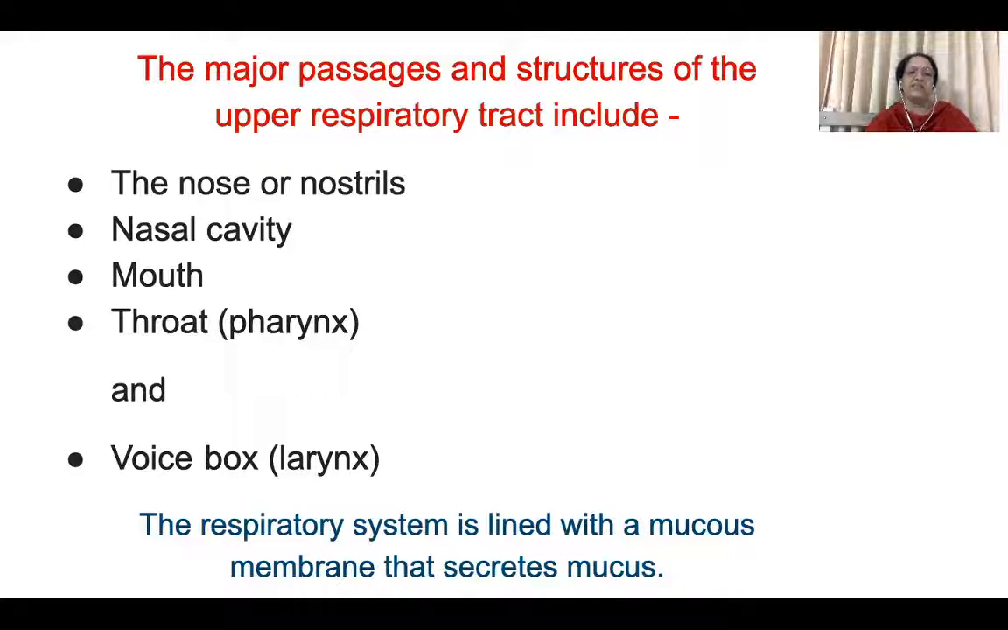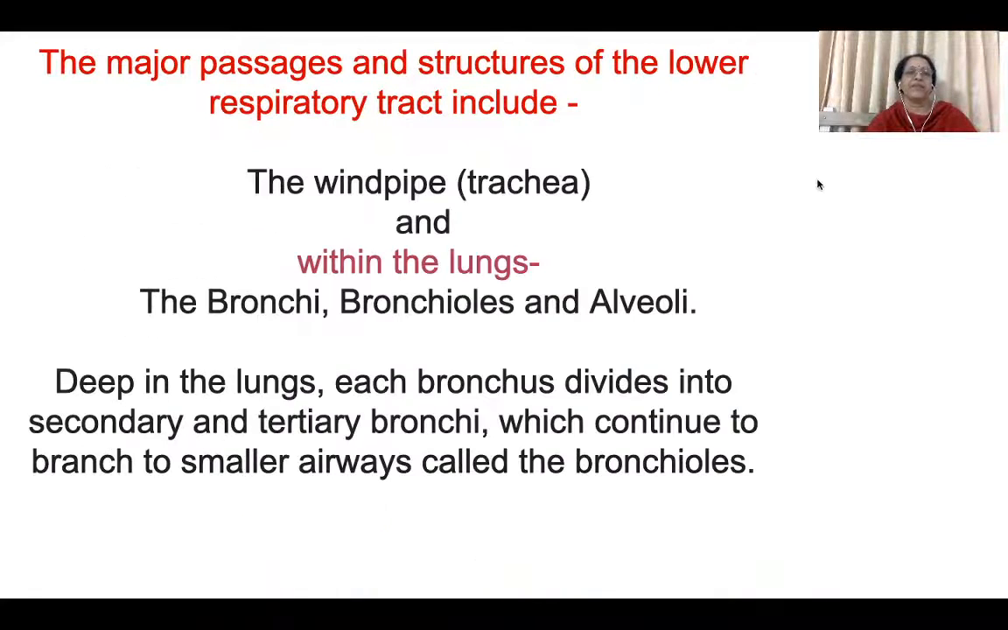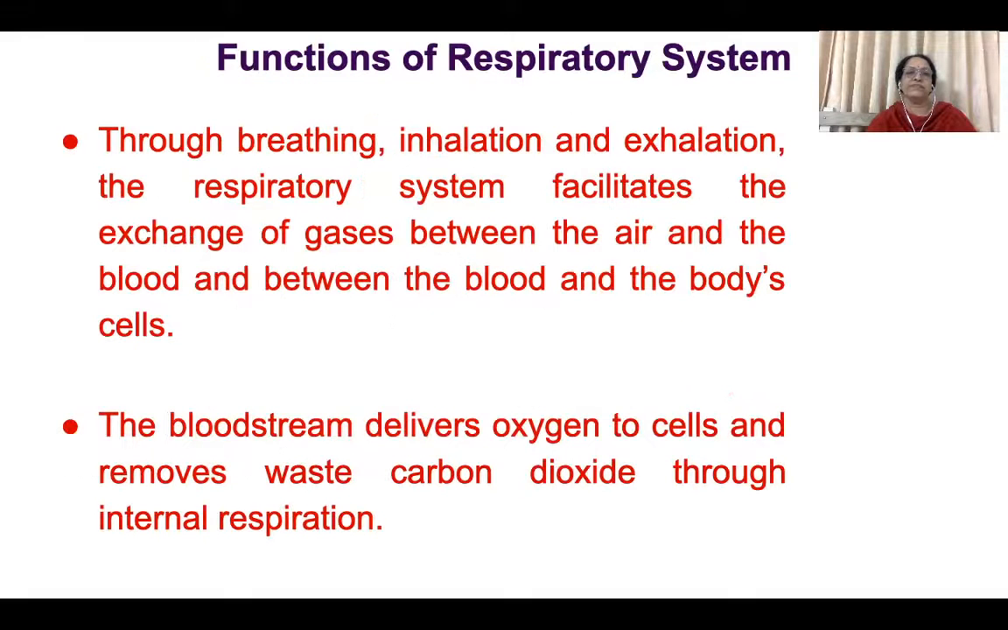The respiratory system is lined with mucous membrane that secrete mucus, which traps microorganisms which are present with dust particles in the air. The major passages and structures of the lower respiratory tract include the windpipe, that is trachea, and within the lungs there is bronchi, bronchioles and alveoli. They are deeply situated in the lungs and each bronchus divides into secondary and tertiary bronchi, which continue to branch to smaller airways called as the bronchioles.